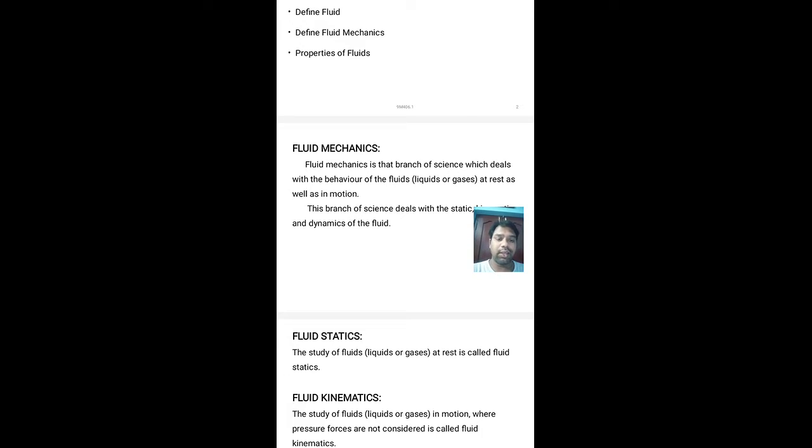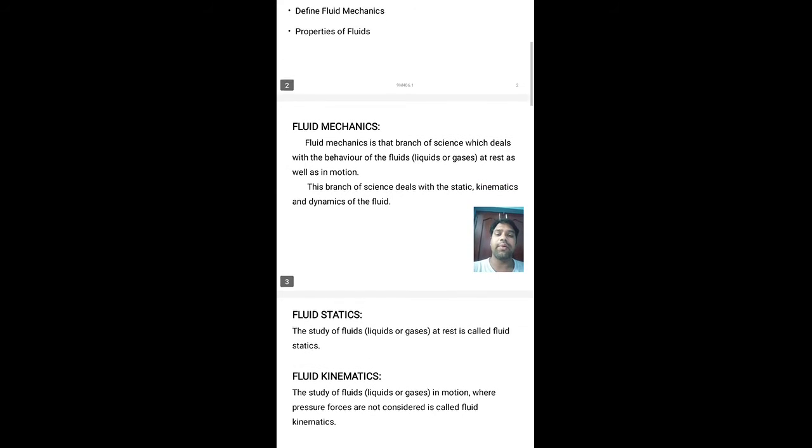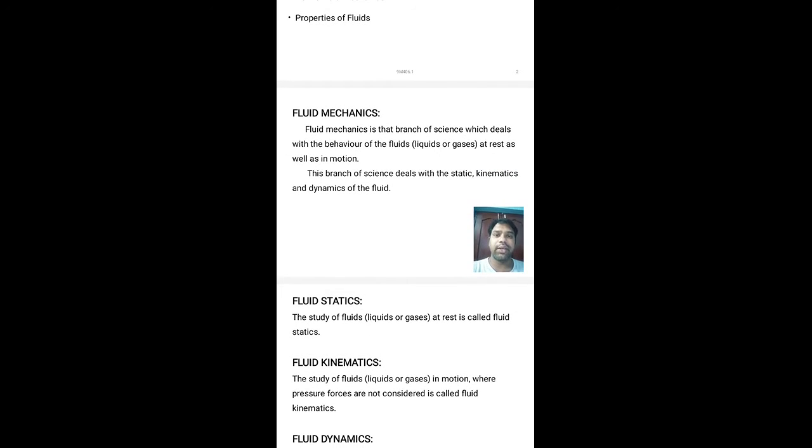So mainly in fluid mechanics, we have to study the behavior of the fluids when they are in rest position as well as when they are in motion, right? This branch of science mainly deals with statics, kinematics and dynamics of the fluid: fluid statics, fluid kinematics and fluid dynamics, right? So fluid mechanics is that branch of science which deals with the behavior of the fluids.